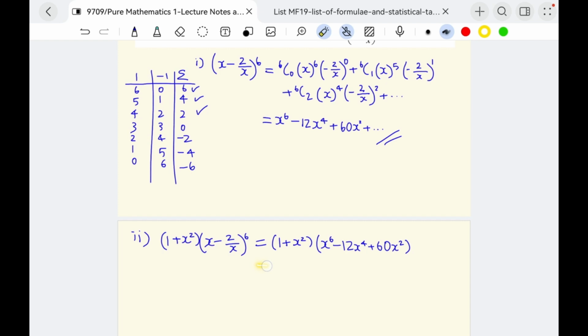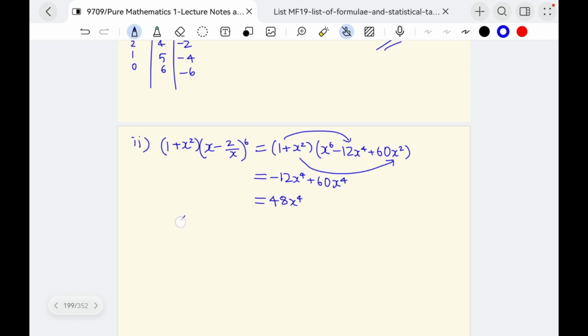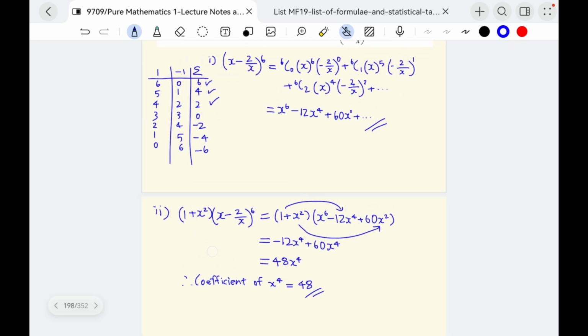So 1 times negative 12x to the power of 4, as well as x squared times 60x squared. Negative 12x to the power of 4 plus 60x to the power of 4. Okay, simplify it, you will get 48x to the power of 4. So hence, the coefficient of x to the power of 4 is 48. That's all. Okay?